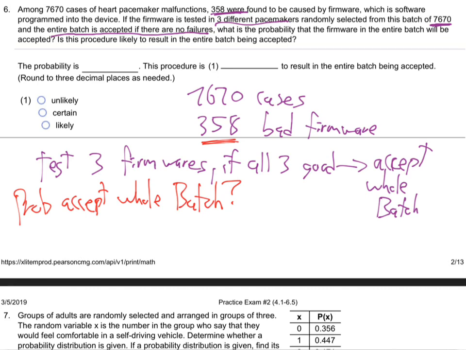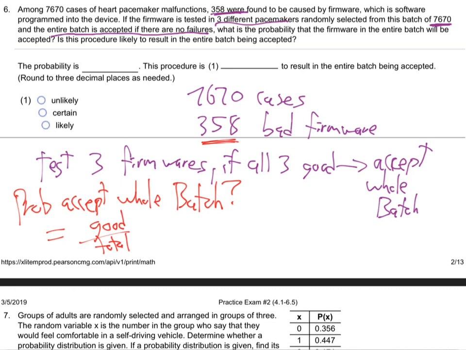1 out of 7,670? Is there only 1 good one? Out of 7,670? We subtract the bad firmware from the total, and then that's what you go based on? Yeah. See what Nuruddin's saying there? Right, we got it. The probability of grabbing a good one is how many good over the total.